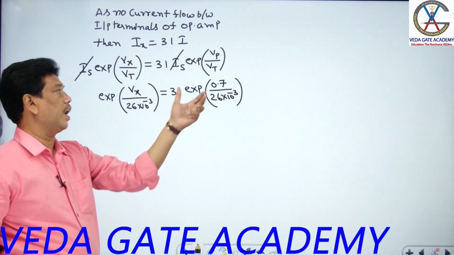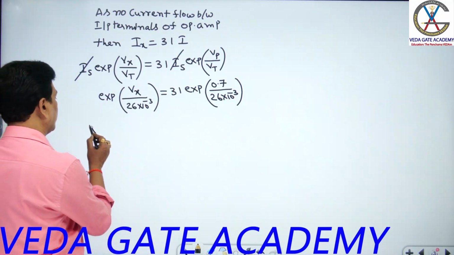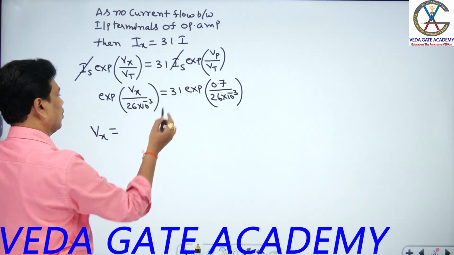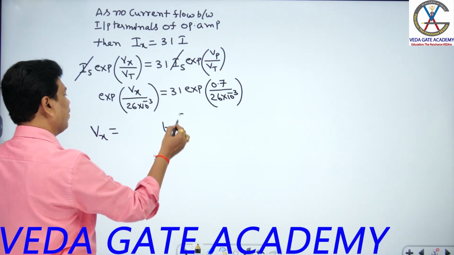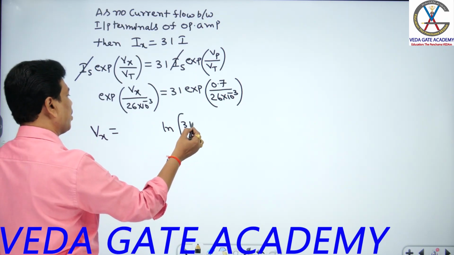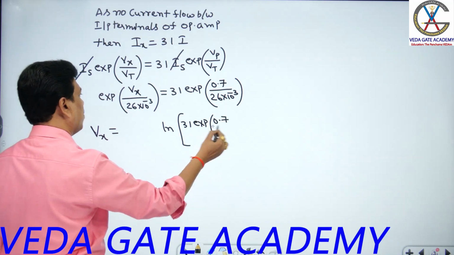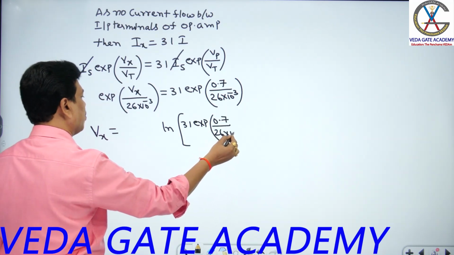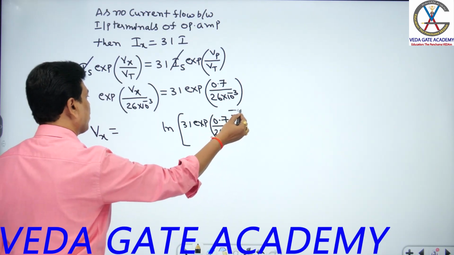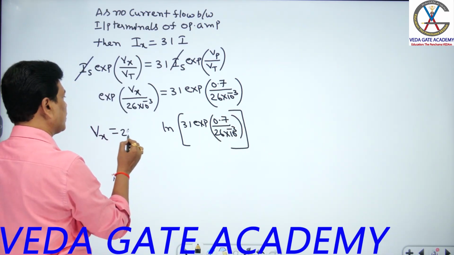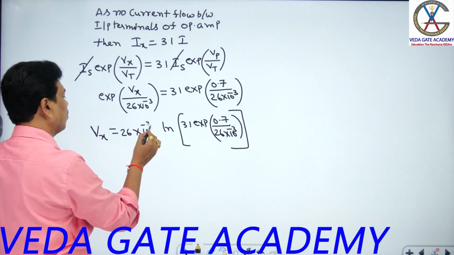That becomes ln of that now. Can I write like this, students? Vx equal to, take this one to that side first: ln of 31 into exponential of 0.7 by 26 into 10 power minus 3. Confirm? So now you can take out this side 26 into 10 power minus 3 volt.